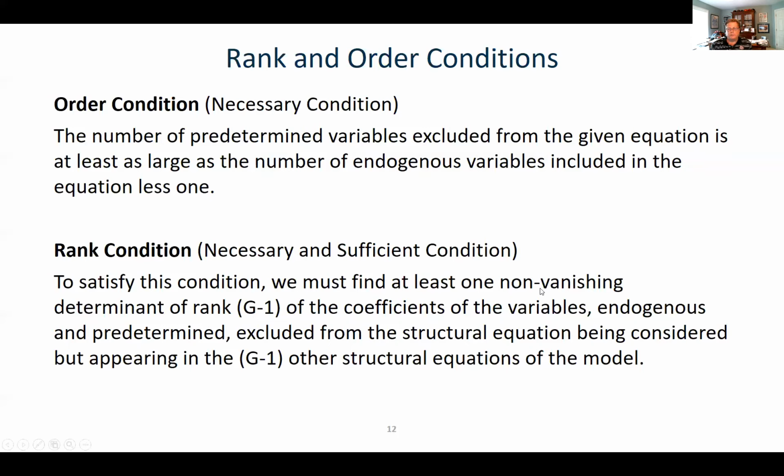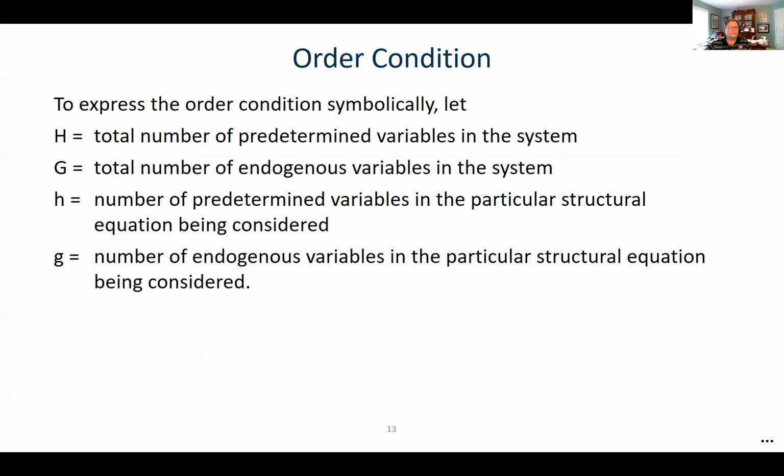We must find at least one non-vanishing determinant of rank G minus 1 of endogenous and predetermined coefficients, excluded from the structural equation being considered but appearing in the other G minus 1 structural equations of the model. It sounds difficult to understand, but we'll follow up with some examples. So let's put some meat on the bones of this terminology.